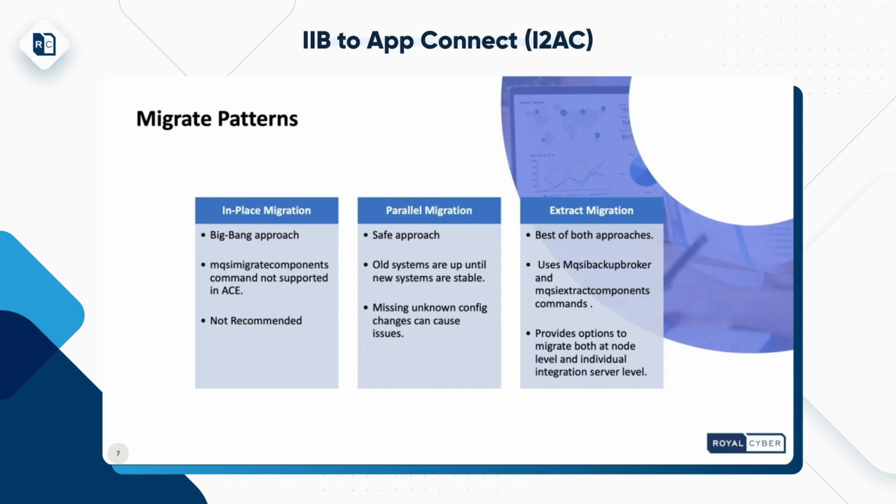Extract migration. This is an approach and tooling that combines the best bits of both in place and parallel. In this approach, you will extract both the configurations and resources from old nodes and apply them on the newer version. This is achieved using a combination of the mqsibackupbroker and mqsiextractcomponents commands in sequence on the old and new version respectively. This command can be used to migrate both the integration nodes and individual integration servers.